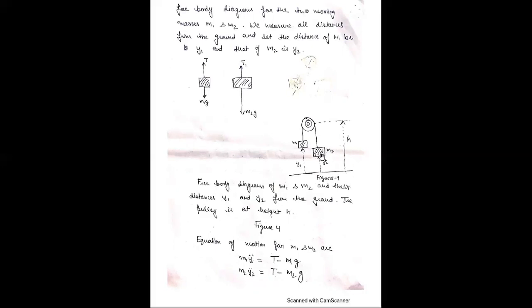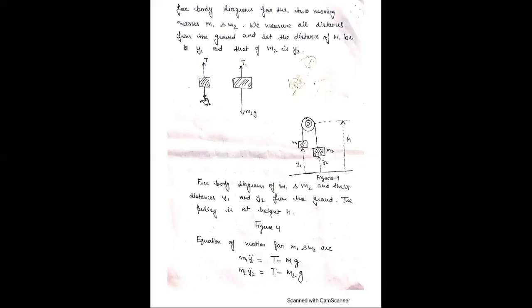This is the height of the mass m2 from the ground, and this is the height of mass m1 from the ground: y1 and y2. Now the equation of motion for m1 and m2. There is only vertical direction motion.